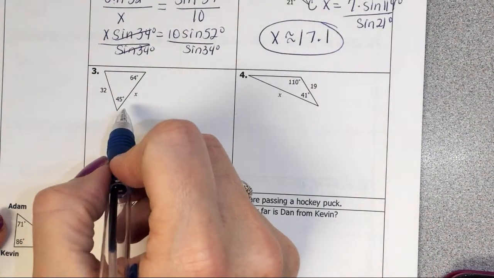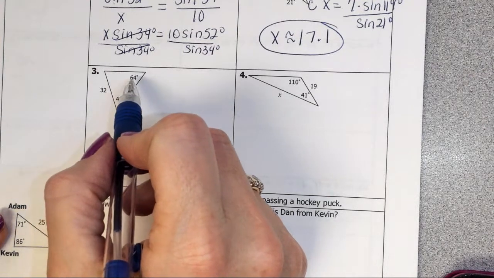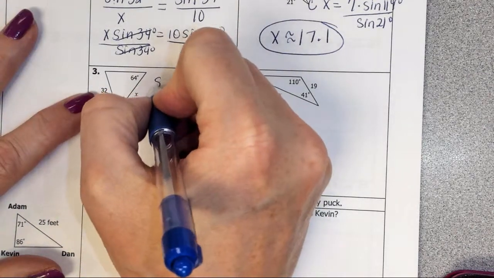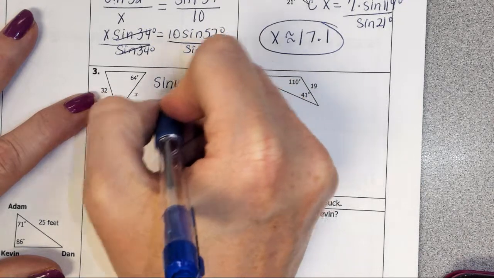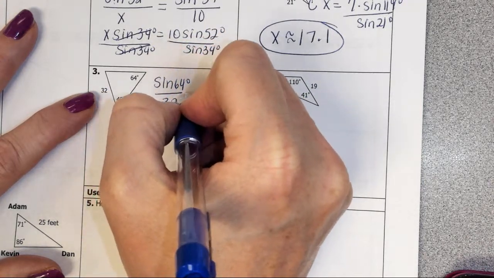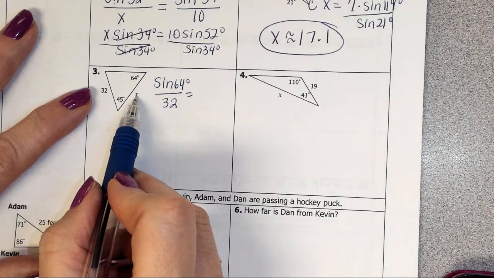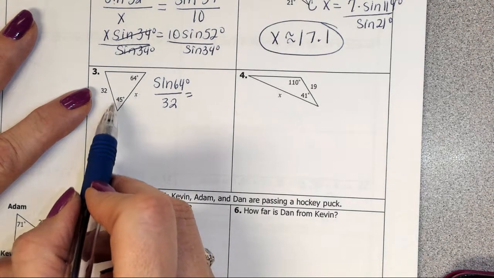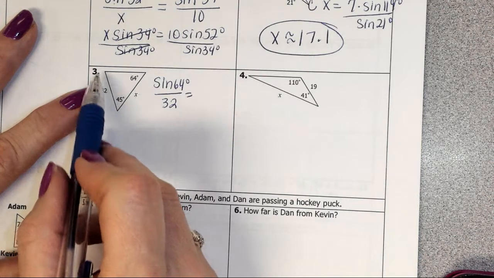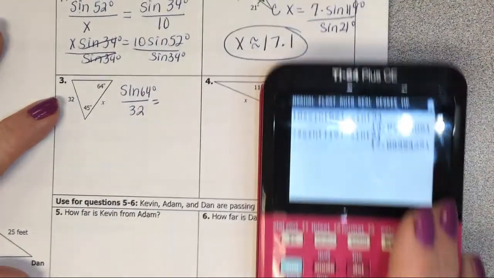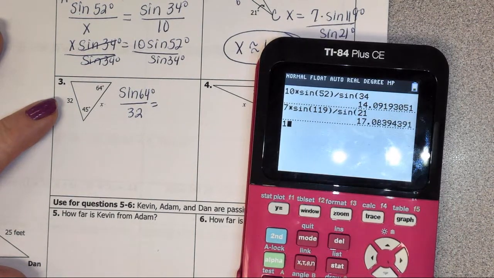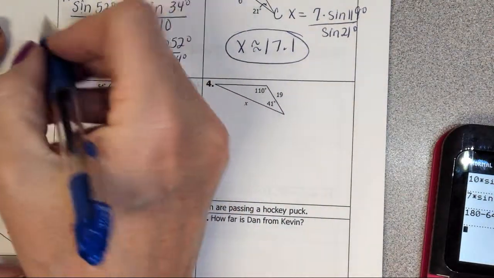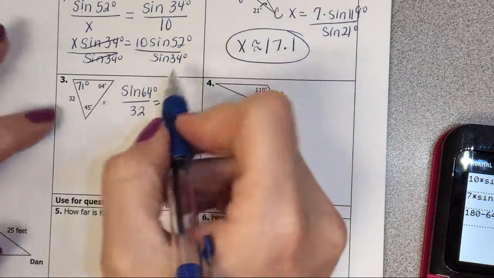Okay, what about on something like this? I start to set this up. I would do the sine of 64 over 32. But watch, if I want to find this, I can't use the sine of 45 degrees. What am I going to have to find? The other angle. And how do I find it? Right, so I'm just going to do 180 minus 64 and minus 45, and it's 71 degrees. So now I could do the problem.